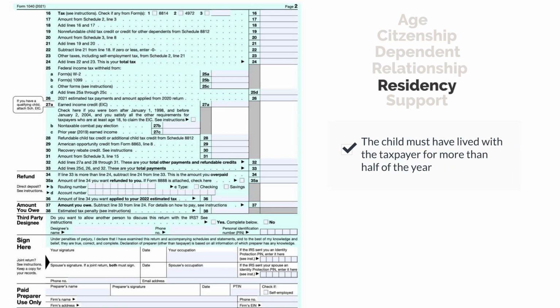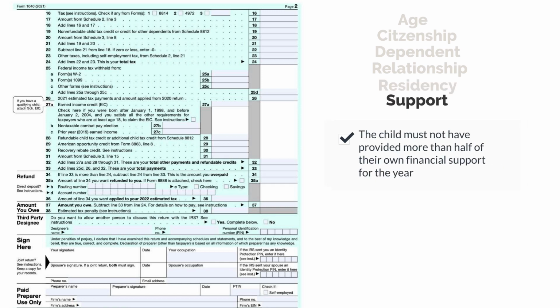Residency. The child must have lived with the taxpayer for more than half of the year. Temporary absences for special circumstances are generally acceptable, and special rules may apply if they are divorced or for certain other circumstances. For more details, see the instructions for Schedule 8812. Support. The child must not have provided more than half of their own financial support for the year.